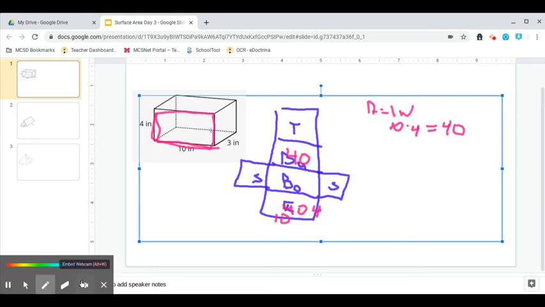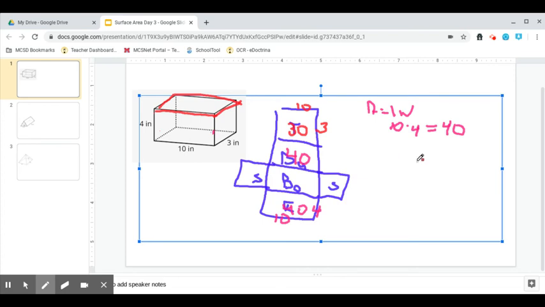Now let's look at the top of this. We have the top going this way is also 10, which makes sense, they're all part of the same rectangle. And going in this direction, the top is 3. So there's my top, 10 times 3, which is 30. My top has to be the same as my bottom, so my bottom is also going to be 30.